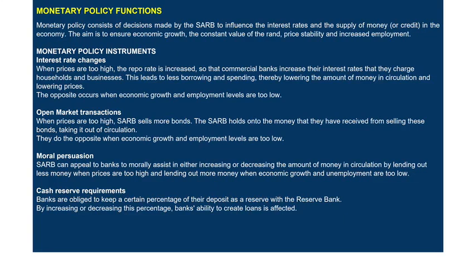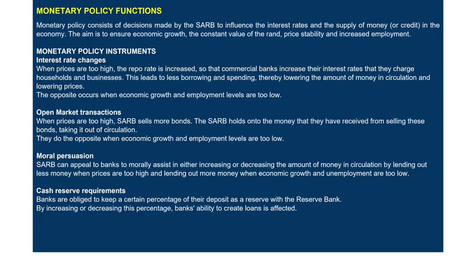The monetary policy function. Monetary policy consists of decisions made by the South African Reserve Bank to influence the interest rates and the supply of money in the economy. The aim is to ensure economic growth, the constant value of the rand, price stability, and increased employment. Right, so how does the monetary policy aim to achieve its objectives, which is to ensure economic growth, the constant value of the rand, price stability, and increased employment? They use these monetary policy instruments in order to achieve that.